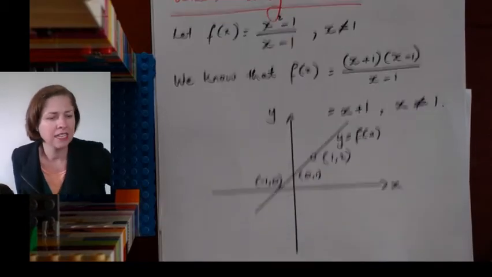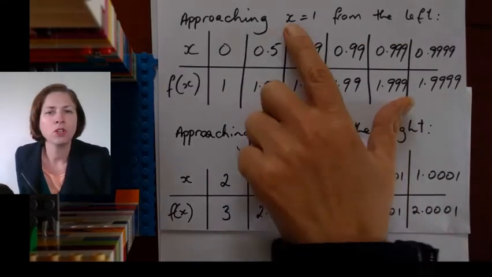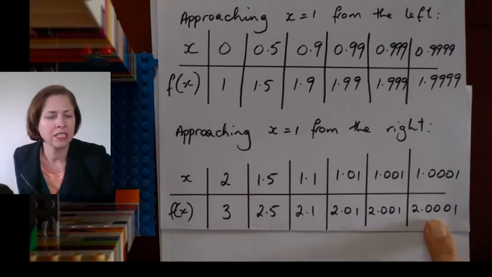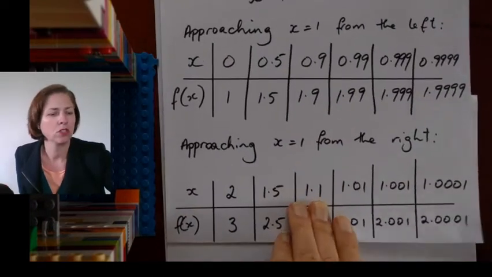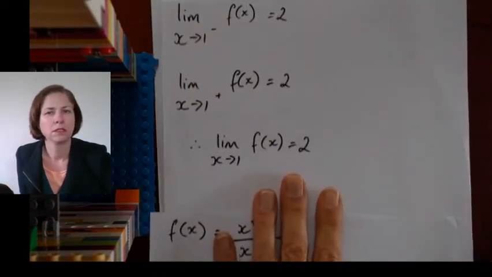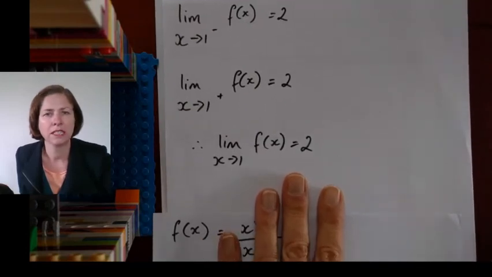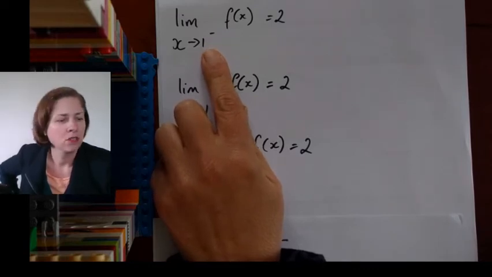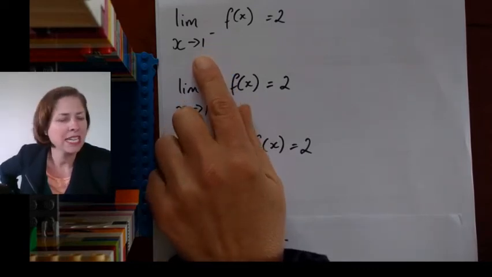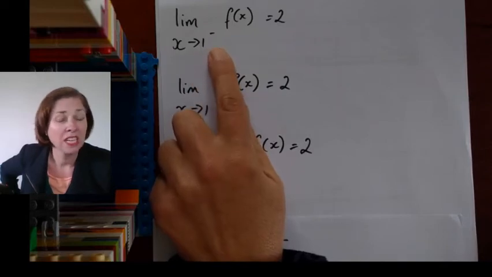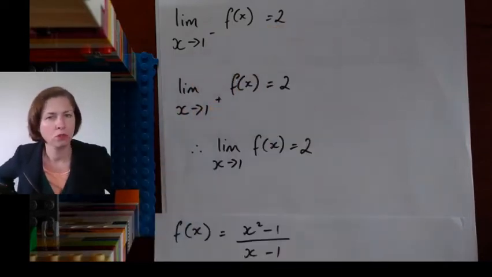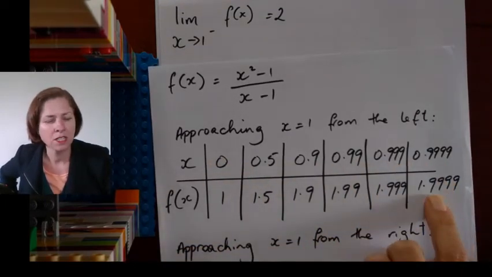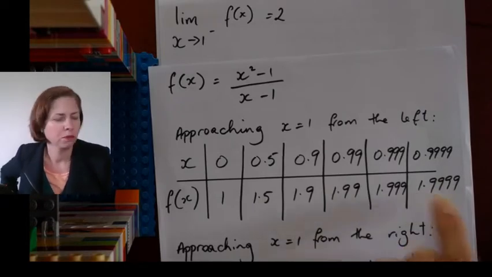But the key idea here is that I have approached from the left, I have approached from the right, and I'm getting very close to the same number each time. So here is some new notation that you haven't seen. This negative here means from the left, so slightly less than 1. So the limit as x approaches 1 from the left of f of x equals 2, and I've explored that numerically. As I approach x equals 1 from the left, f of x approaches 2.